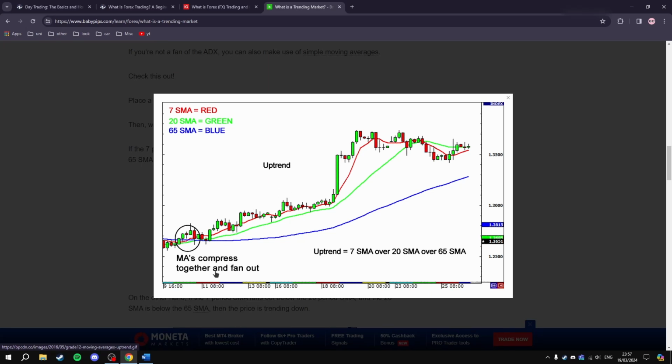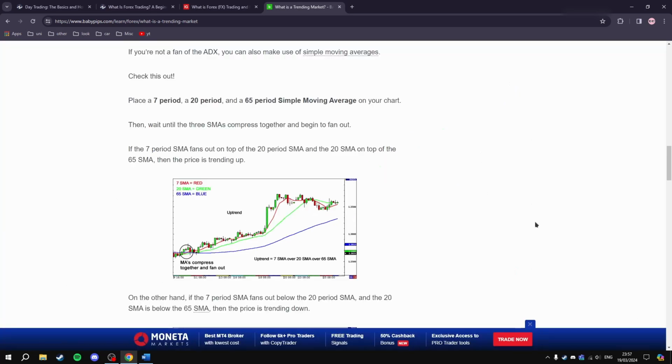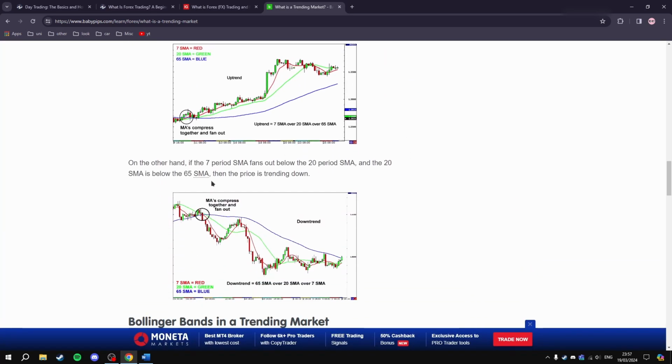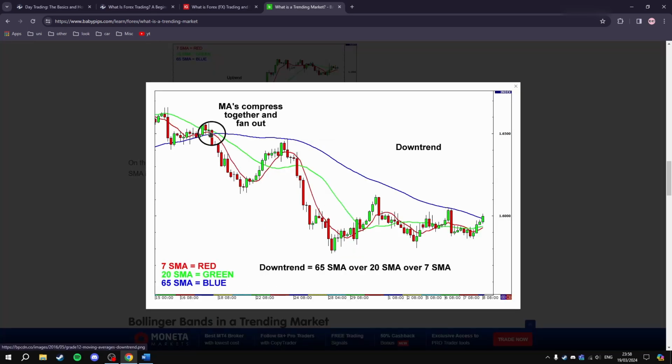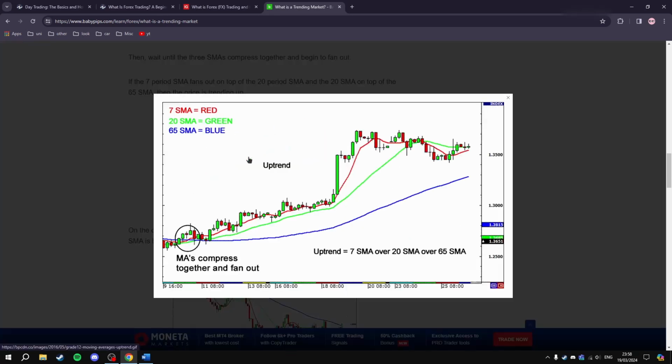So moving averages compress together and then fan out, so they start growing apart from each other. So uptrend is the 7 above the 20, which is above the 65. On the other hand, if the 7 period simple moving average fans out below the 20 period simple moving average and the 20 is below the 65 simple moving average, then the price is trending down. So they're all grouped up together and it fans out. If it's a downtrend, the 65 is on top, the 7 is at the bottom. And if it's an uptrend, the 7 is at the top and the 65 is at the bottom.